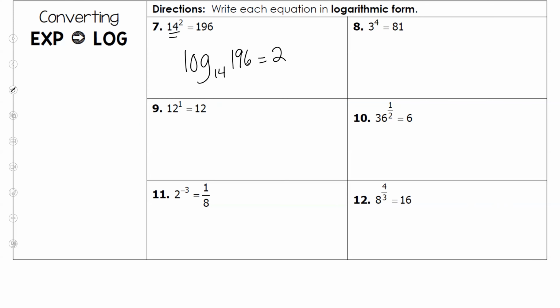I'll do number 11. Your base is 2. -3 is the exponent that will give you 1/8. And I'll let you guys do number 12.